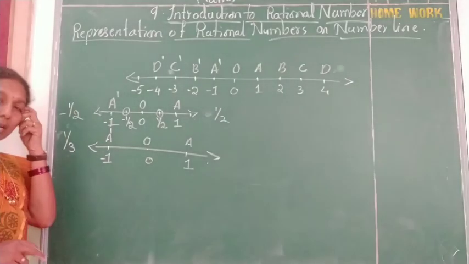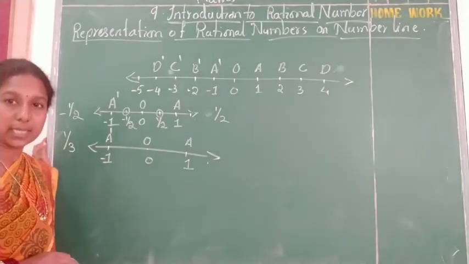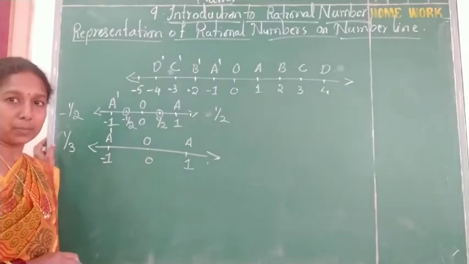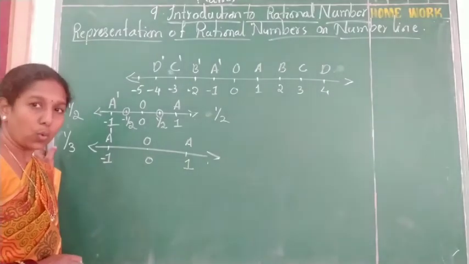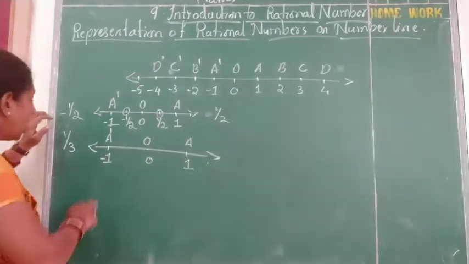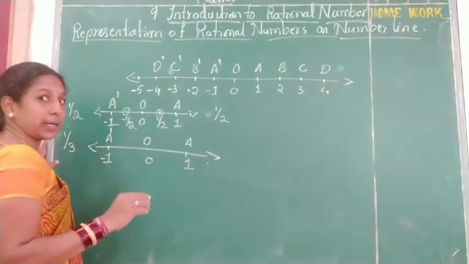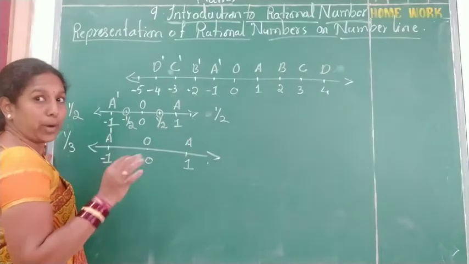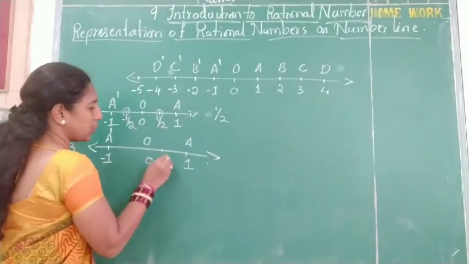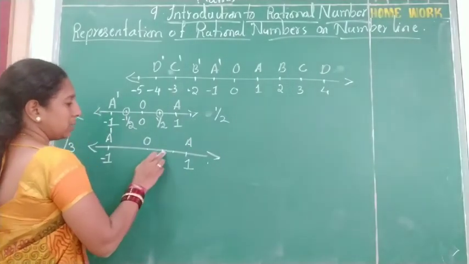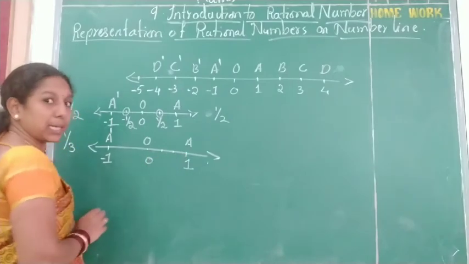Now, here total how many, what is there in the denominator? 3 is there. 3 is an odd number, and then 3 less 1 is 2. So in between here I should mark 2 points. So on equal distance I should mark the 2 points here, 1, 2, 3. I got 3 parts here.